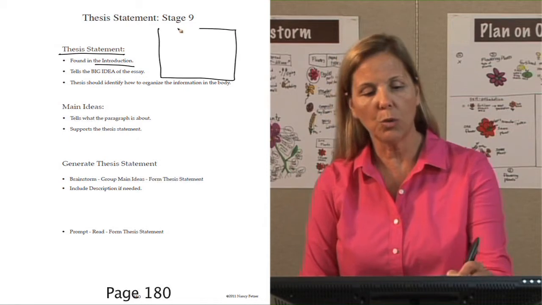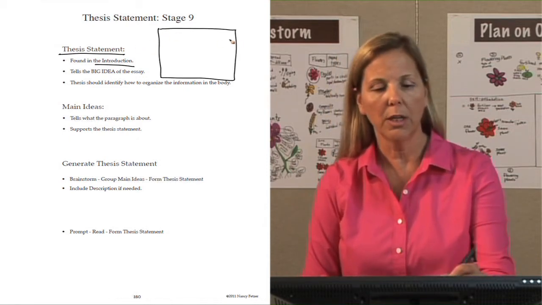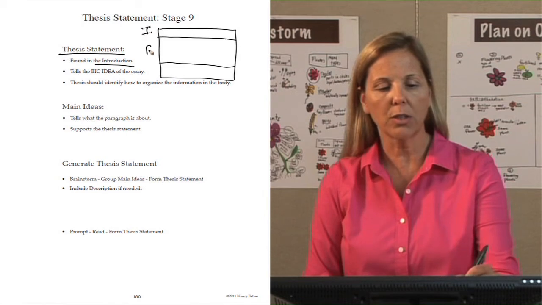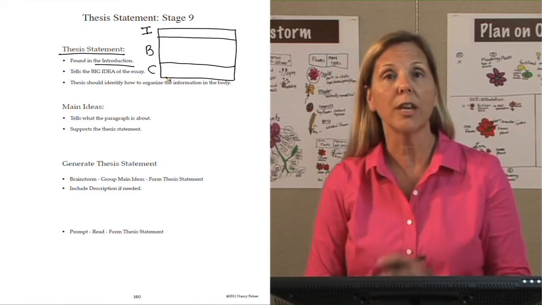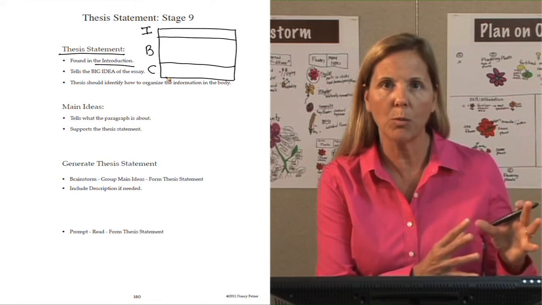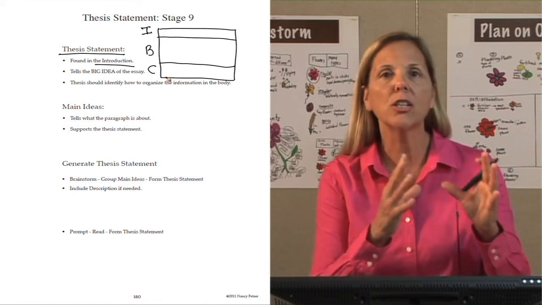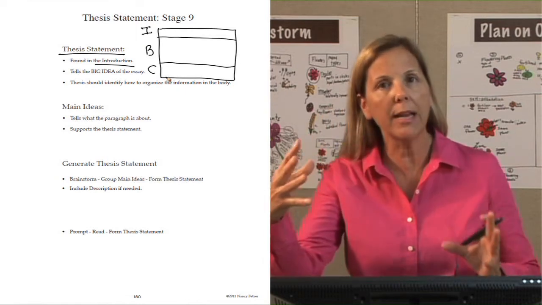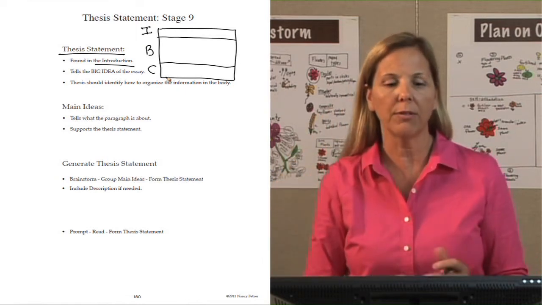Let's go back to our organizer. Here's a piece of paper. We draw 2 lines. The top box is our introduction, the middle is our body, and the bottom is the conclusion. Just like we had when we were in the paragraph format. We're not changing things. We're just adding on and expanding what we learned at the paragraph level.